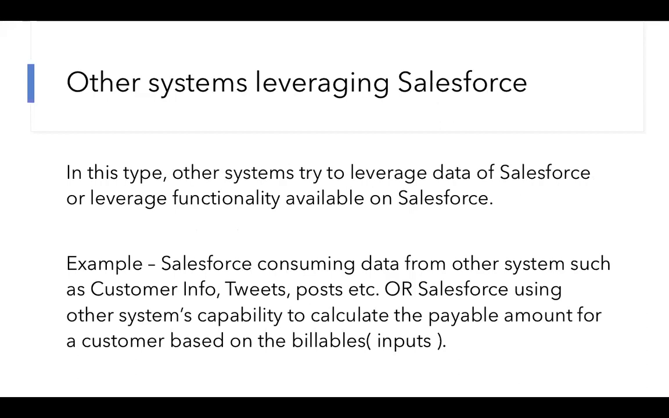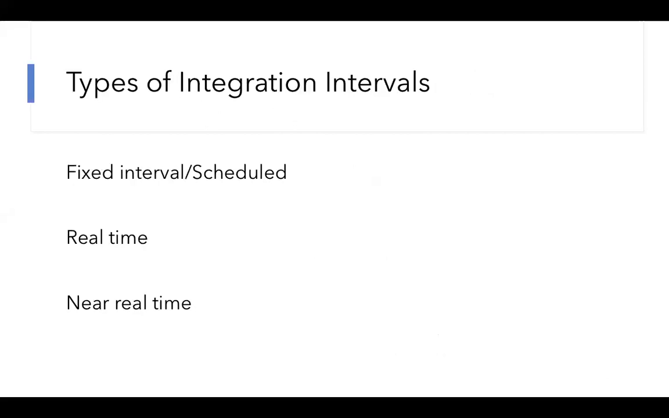That's one kind. The other one is the other system trying to leverage data, like I just said a couple of minutes ago. That example is incorrect. Apologies for that. And then there's the third one, or the last one, I would say, the integration interval.